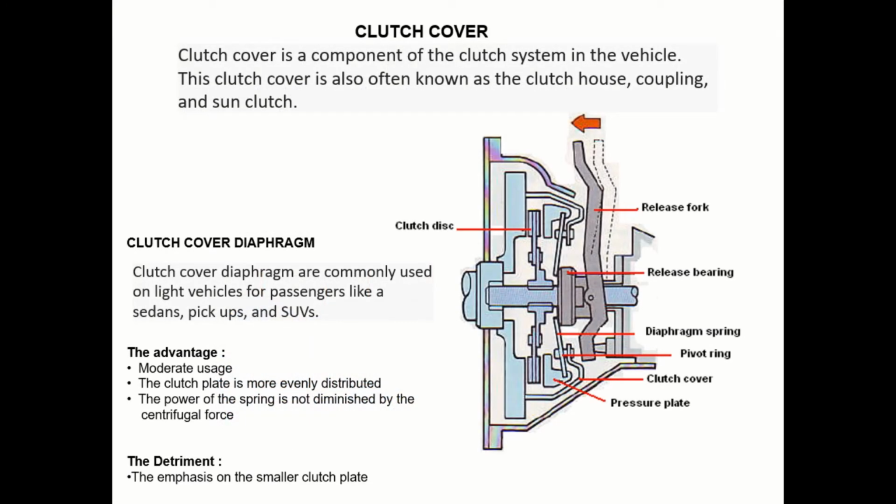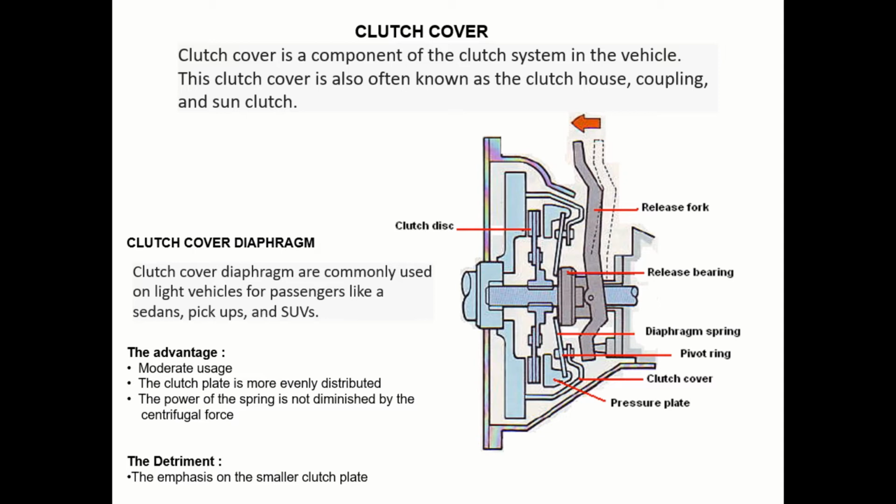Clutch cover. The clutch cover is a component of the clutch system in the vehicle. It is also often known as the clutch house, coupling, and sun clutch. The clutch cover is shaped like a disc, which inside consists of a pressure spring and a plate with a flat surface made of cast iron. It is used as a clutch disc cover that is installed directly on the flywheel with a bolt connection around it.